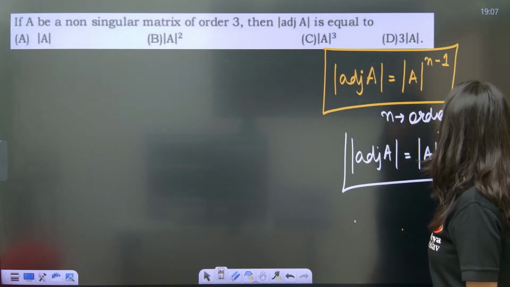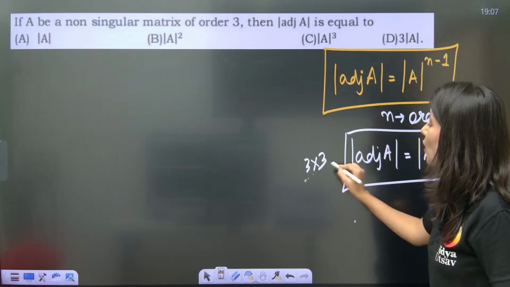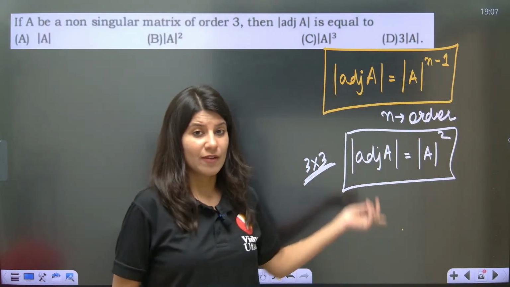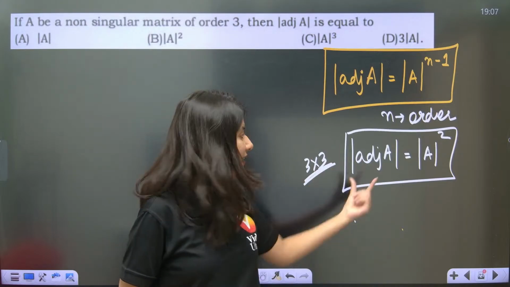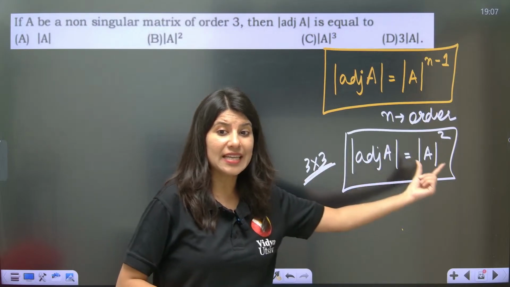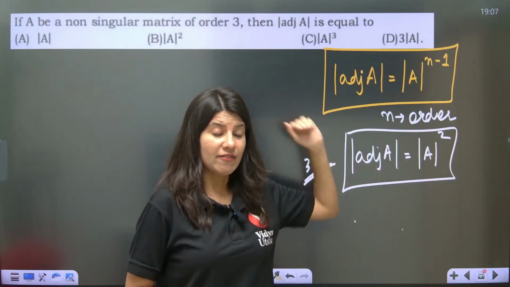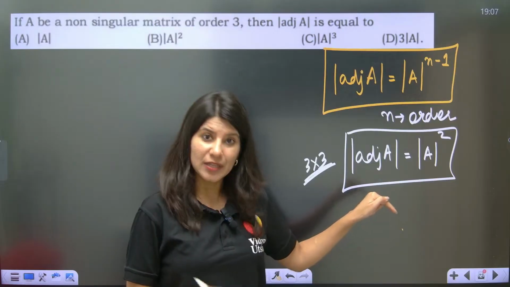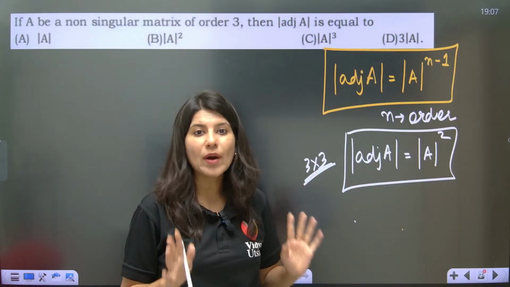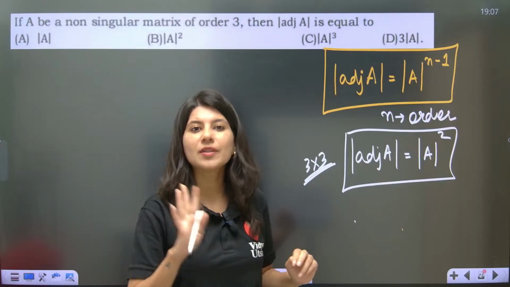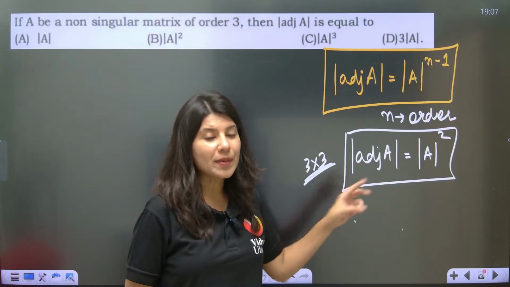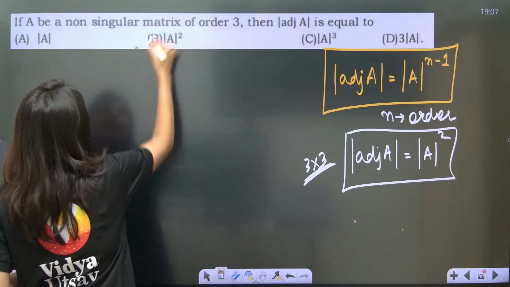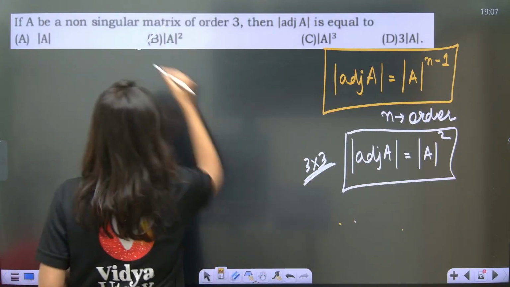So I highly recommend, because 3 cross 3 is a very popular matrix, remember, for a 3 cross 3 matrix, determinant of adjoint A is determinant A square. Again, very helpful in your PU board, so definitely important. Number 1. Number 2, KCET. Number 3, COMEDK. So 1 property, 3 exams, nail it, kill it. So determinant A square, option B, absolutely right.